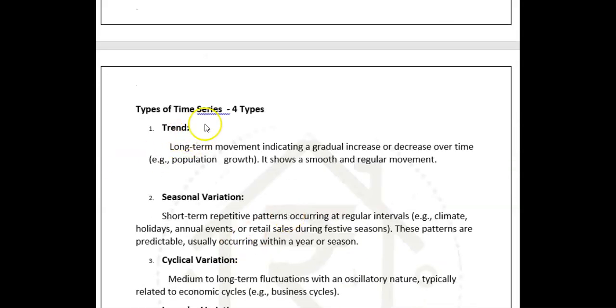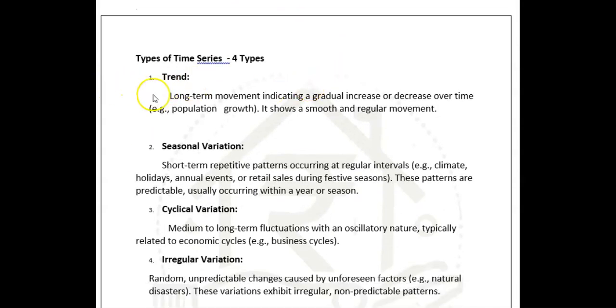Types of time series. There are four types of time series. Sometimes an MCQ comes: how many types of time series? Four types. First is trend. This is a long-term movement indicating a gradual increase or decrease over time, like population growth. It shows smooth and regular movement.